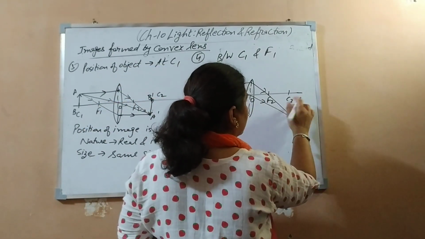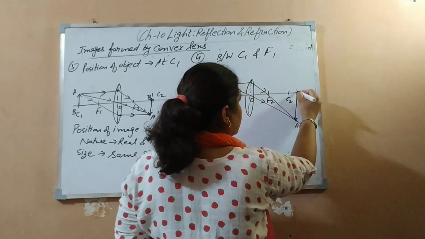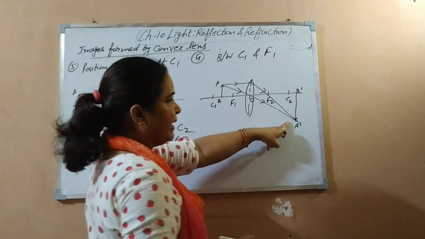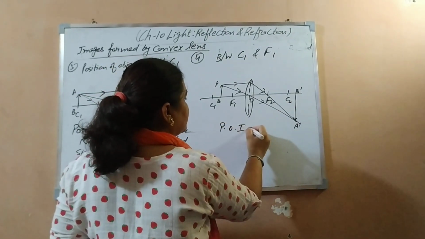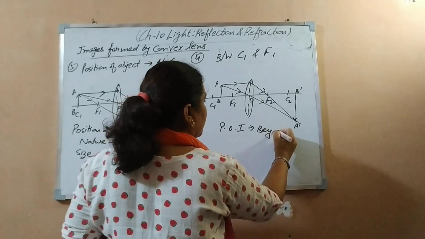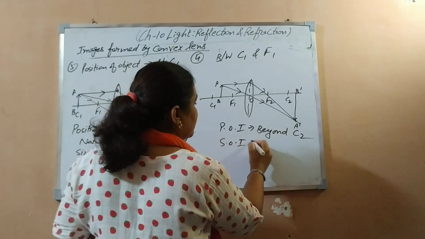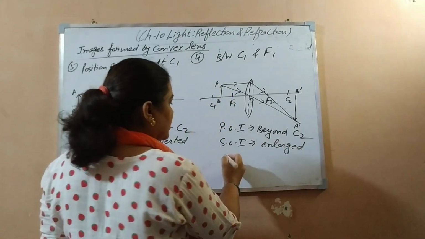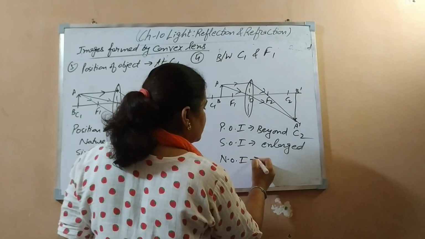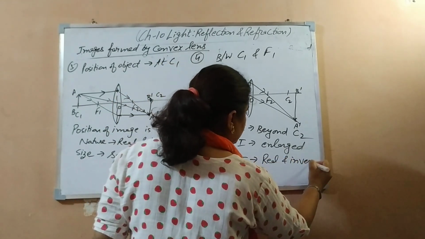So where have we got this image? We have got this image A dash B dash. It becomes enlarged. Position of the image: where have we got it? Beyond C2. What is the size of the image? That we have got enlarged. And what is the nature of the image? That is real and inverted.